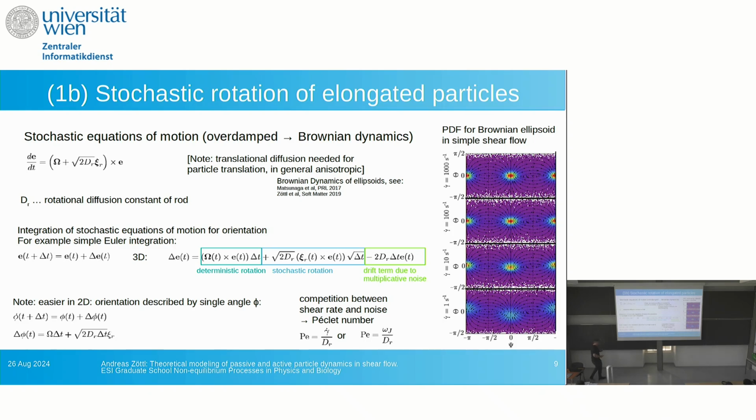I just want to say, if you do 2D dynamics, the integration is much simpler. Then you only have a single angle phi, and when you integrate, you don't have this drift term due to the multiplicative noise.